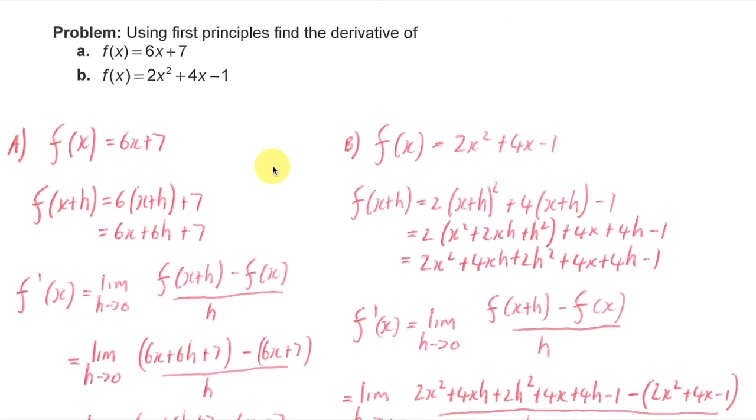Alright, so here we've got a problem where we need to work out the derivative using first principles. So for a, we've got f of x. We need to work out what f of x plus h is, so we can do that just substituting, instead of x, put in x plus h. Tidy it up. The derivative, so f prime of x, is going to be equal to the limit as h approaches 0 of f of x plus h minus f of x all over h.